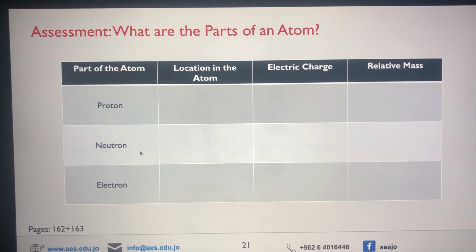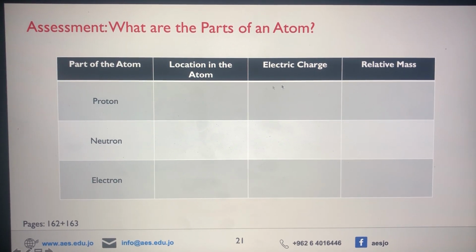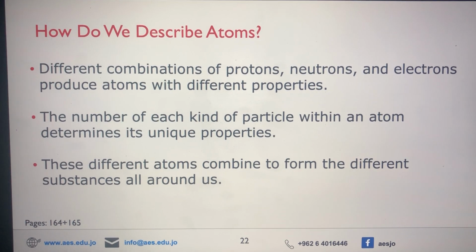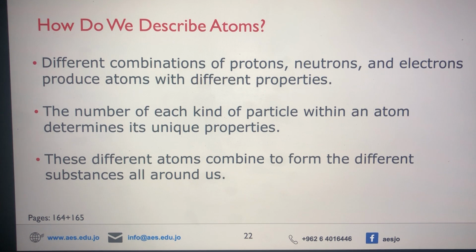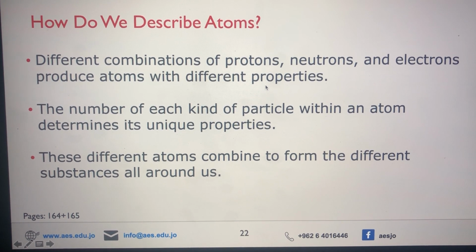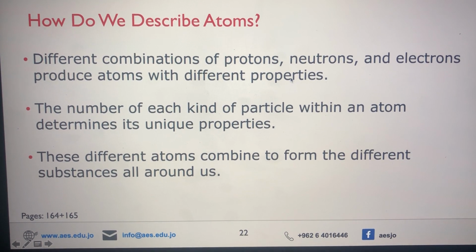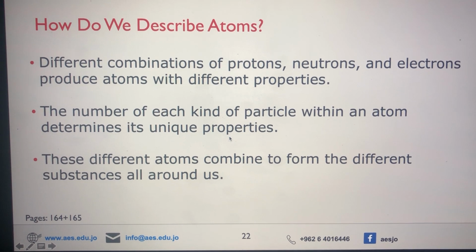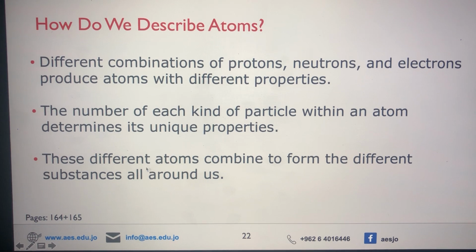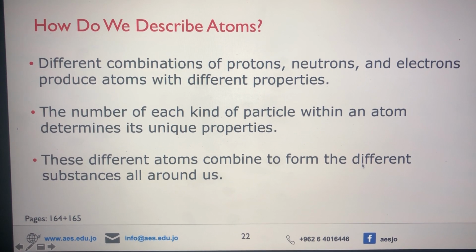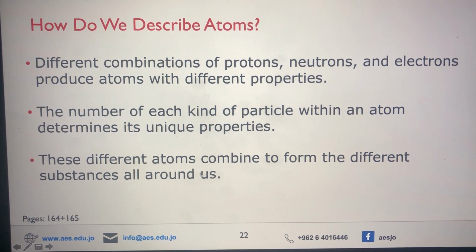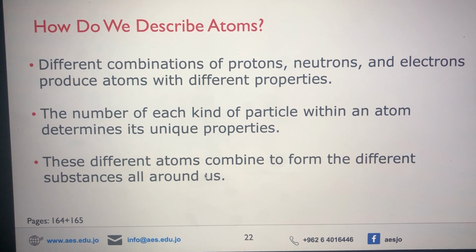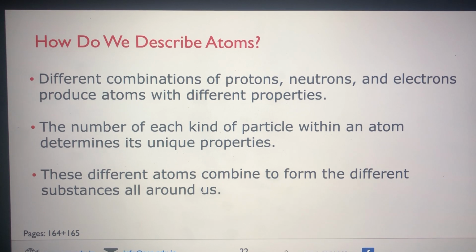So based on the following information, please answer the table below. So how do we describe atoms? Different combinations of protons and neutrons and electrons produce atoms with different properties. The number of each kind of particle within an atom determines its unique properties. These different atoms combine to form the different substances all around us. So we have different chemical bonds that combine these elements together in atoms to give us different substances around us.